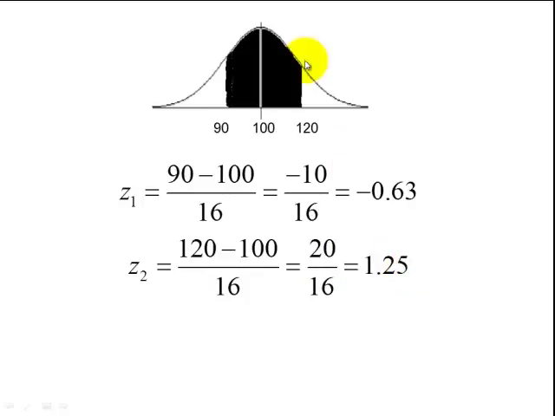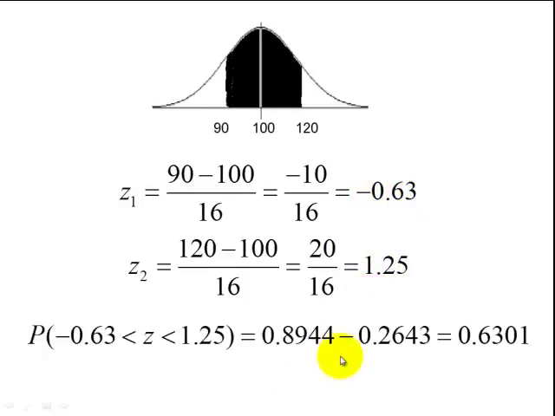Now to find the area in between, we look up the area to the left of 1.25 and write that probability down. We look up the area to the left of negative 0.63, write that probability down, and subtract the two probabilities, and we end up with 0.6301. So to answer the question, the percentage of IQ scores between 90 and 120 is about 63%.